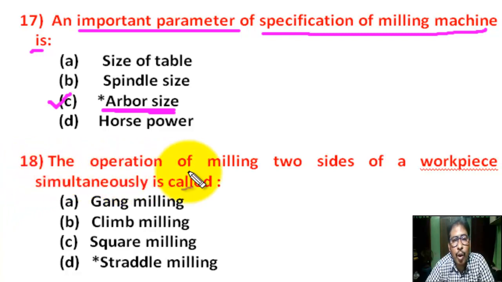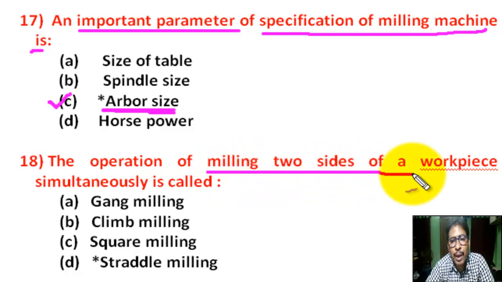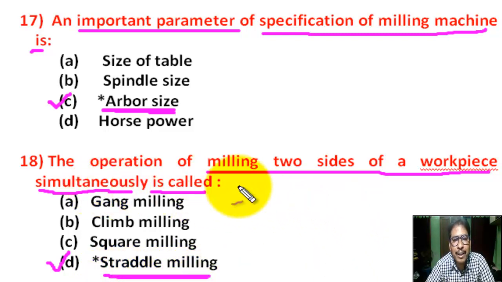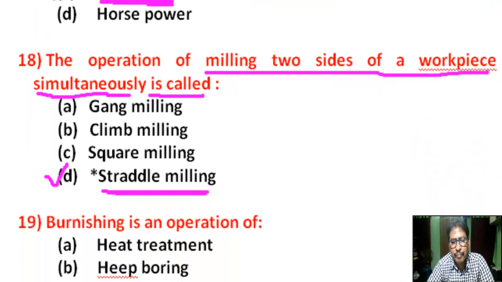Question number 18. The operation of milling 2 sides of a workpiece simultaneously is called. There are 4 options. Correct answer is D. Saddle milling. In saddle milling, 2 sides of a workpiece are machined simultaneously in a milling machine.